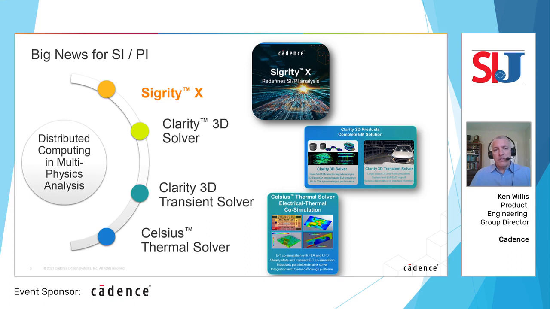So what's the big news around Sigrity X? The big news is really distributed computing across our multi-physics analysis capabilities. So the same massively parallel architecture that was initially developed with the Clarity 3D solver has now been successfully applied to other products in our portfolio. The Clarity 3D transient solver, the Celsius thermal solver, and now all the Sigrity products that you're familiar with.